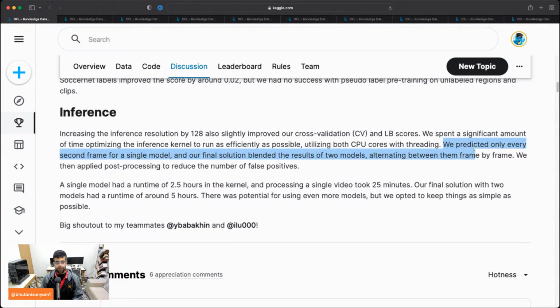They say they predicted only every second frame for a single model, and their final solution blended results of two models, alternating between them frame by frame. Then they applied post processing to reduce the number of false positives.